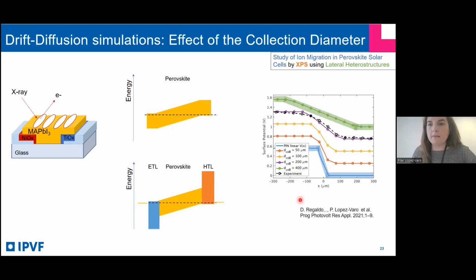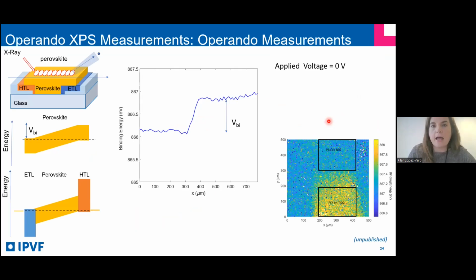And then, if we use, for example, 400 micrometer and our channel is 100, we are going to lose a lot of information. So here I would like to present you another sample that we've measured. Again, we see this built-in potential.